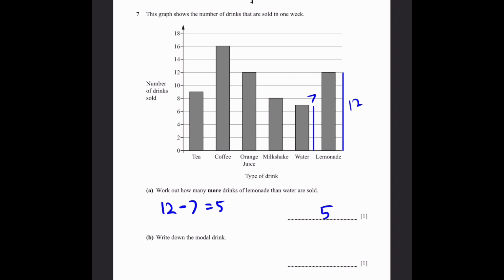B. Write down the modal drink. What do you mean by a modal drink? It means the largest. And which drink is the largest sold drink? It is coffee, 16. So the highest is coffee, which is 16. And so we write down coffee.